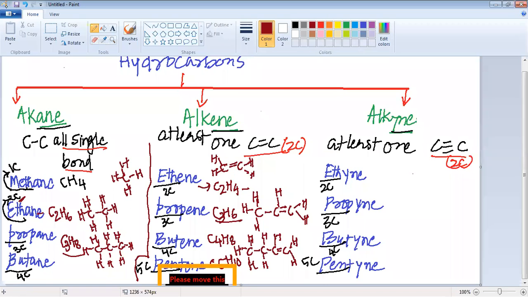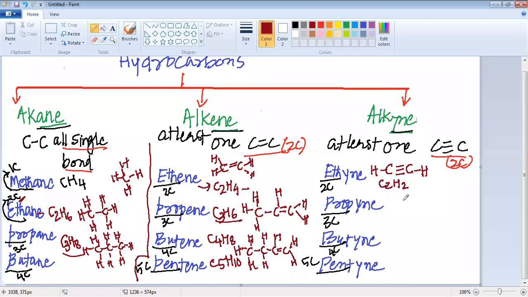Now let us look at the ethyne. When we look at the ethyne, my dear students, we know that ethyne has got 2 carbons. These 2 carbons have a triple bond. That means this carbon has made 3 bonds, so it can make 1 more bond. This carbon has also made 3 bonds, so it can make 1 more bond. So here you can see this is 1 bond. So your ethyne is C2H2.